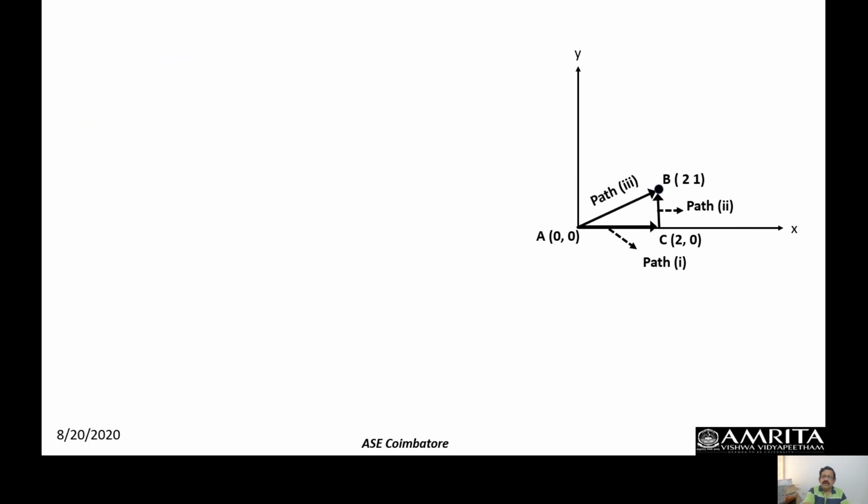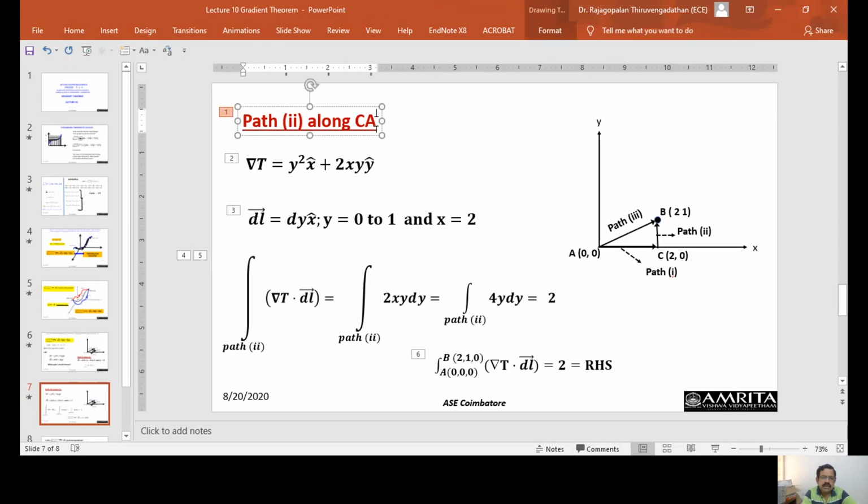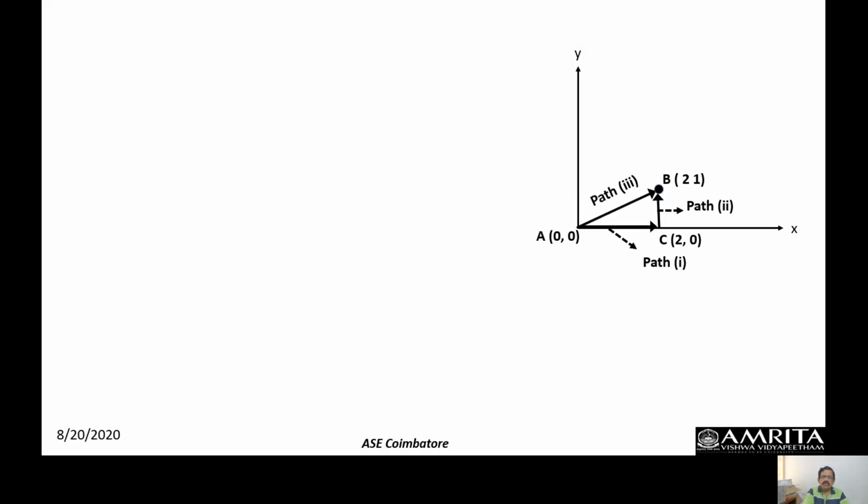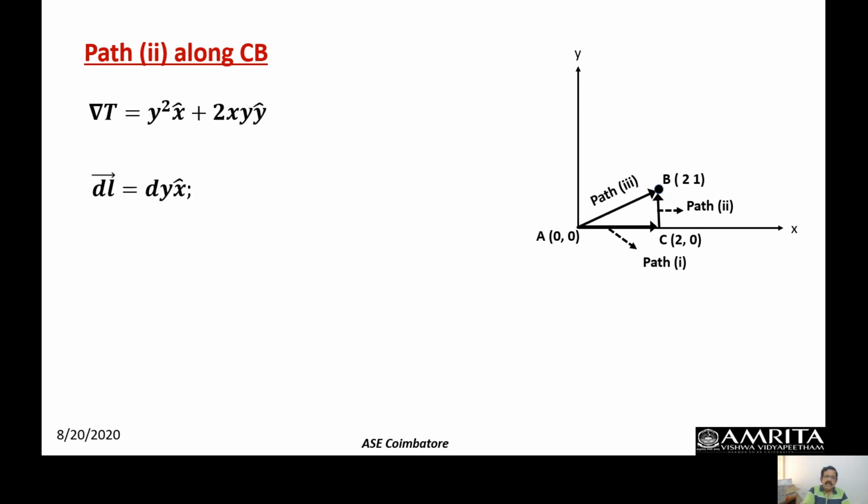Now I'm going to construct for path 2. So path 2 is from C to B. Okay, path 2 is from C to B, not C to A, C to B. So the path integration is from C to B. When I'm moving along C to B, I am going to get the values in the same manner. Now I again have to write the expression for del t first, to recall from the previous slide, and then I get the dl.